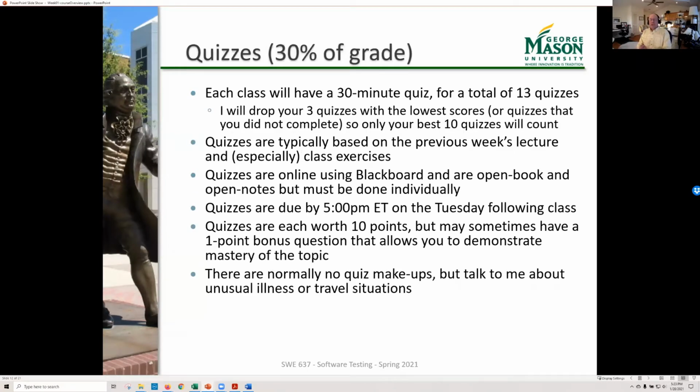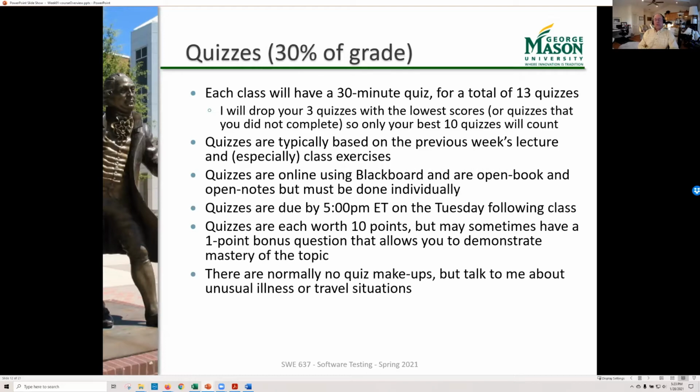So back to quizzes, which are 30% of your grade. Every week we will have a quiz. They have been 30-minute quizzes. That proved to be a little tight with the online format last year. I may adjust the length a little bit and make them a little longer. These quizzes are not during class. The quizzes are on your own.